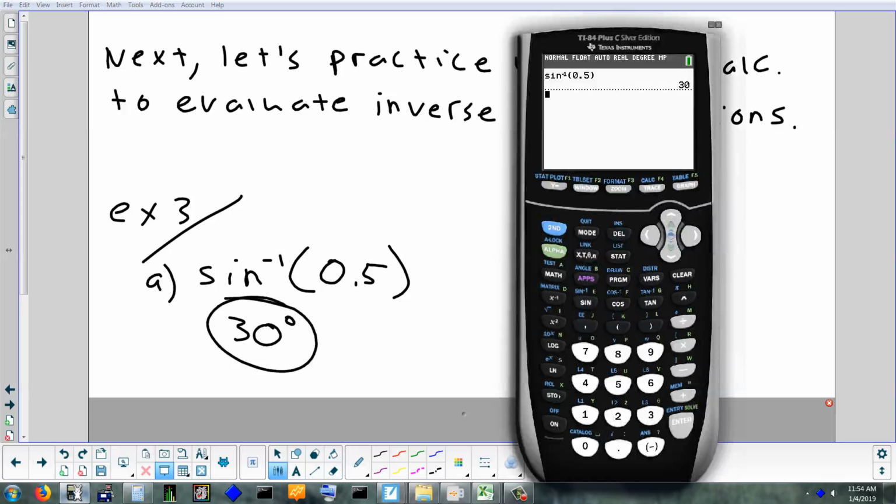So if I type in this, and I hit enter, what should I get back as my answer? 0.5. We're just going back and forth. It's like squaring something and then taking the square root. I took the inverse sine of something and then I took the sine of it. You just went back and forth. You didn't have to. I'm just showing you that.